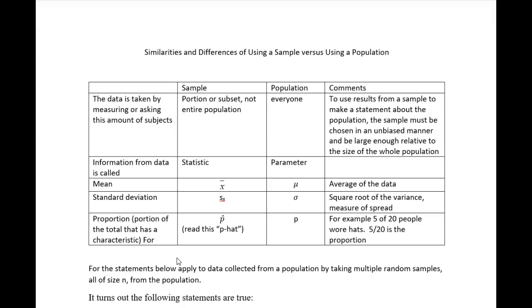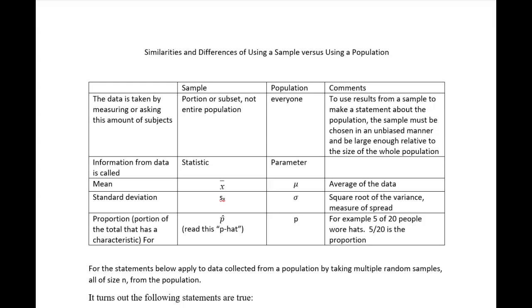So we have two things, a sample and a population. Basically, a sample is a subset of the population. If you take data from a sample, you're asking some of the population. If you take data of a population, you're trying to ask all of the population. An example of asking all of the population would be the census.